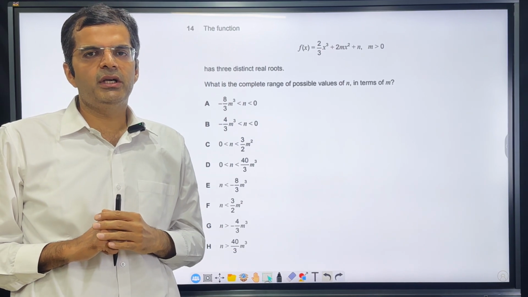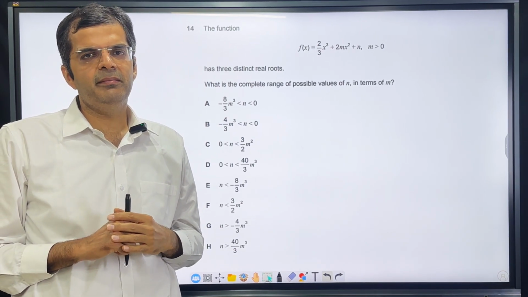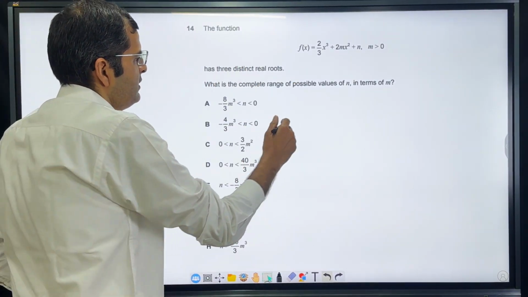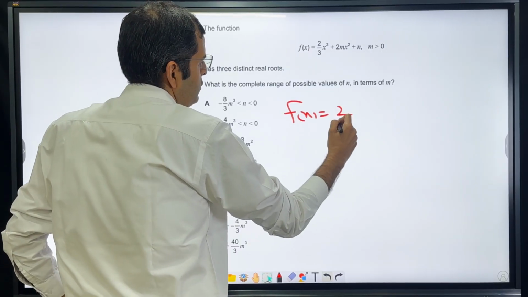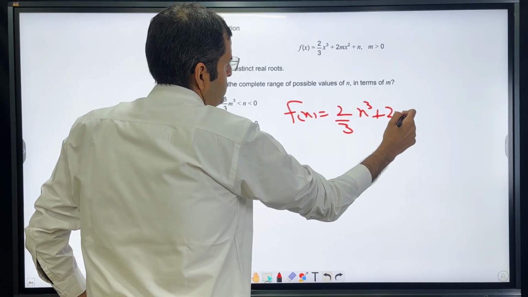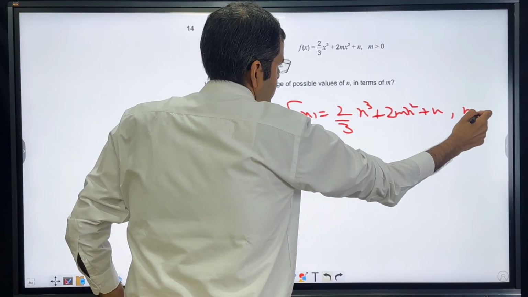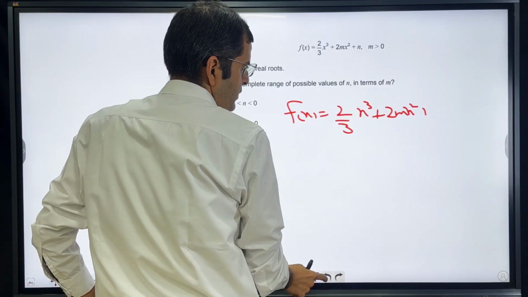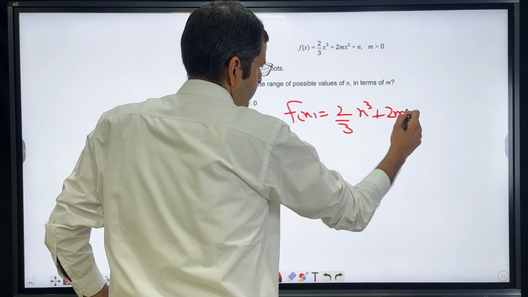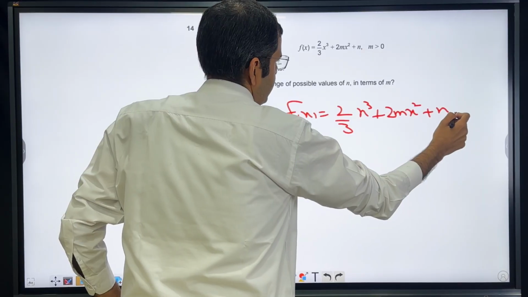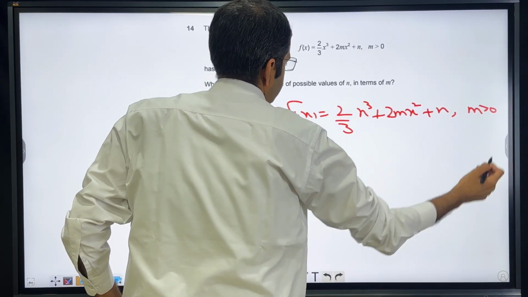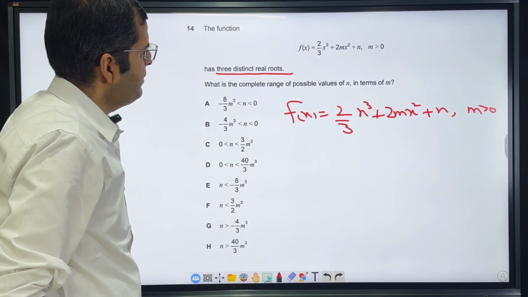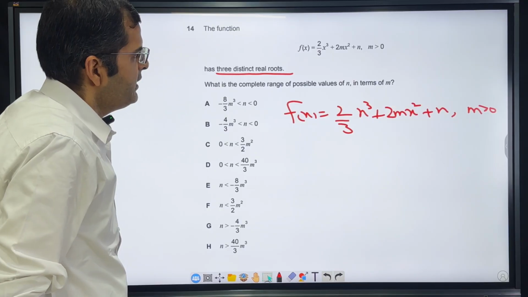Now this is the 14th question of TMUA 2023 exam paper 1. It says the function f of x is equal to 2 by 3 x cube plus 2mx square plus n, such that m is greater than 0, has three distinct real roots. What is the complete range of possible values of n in terms of m?